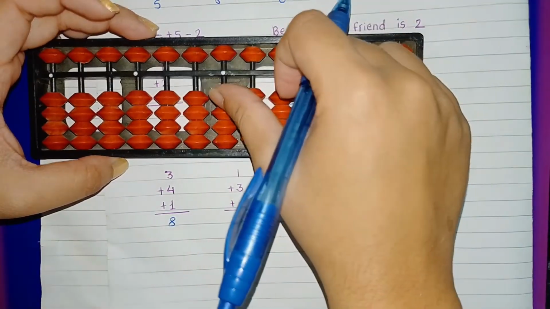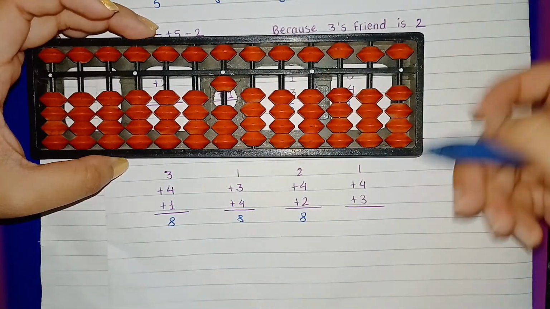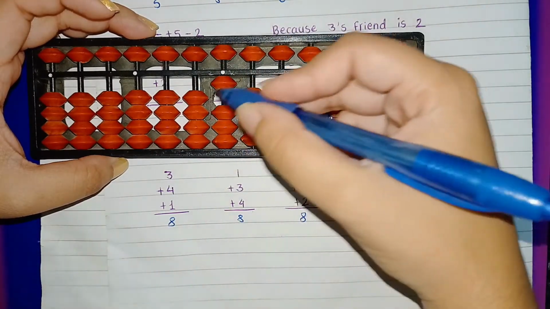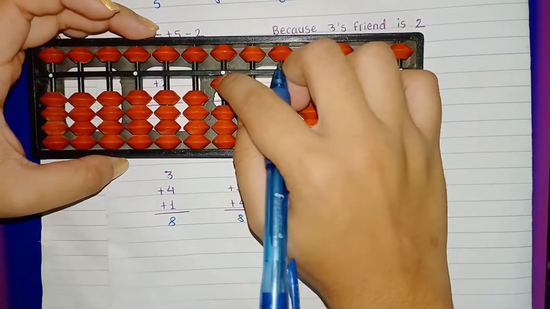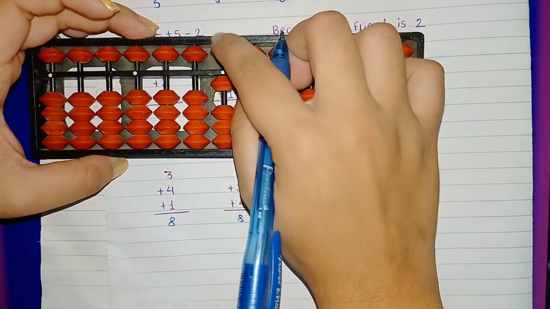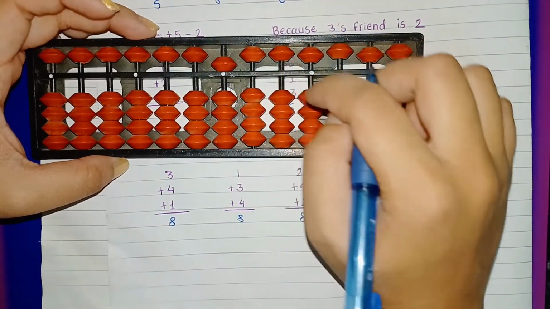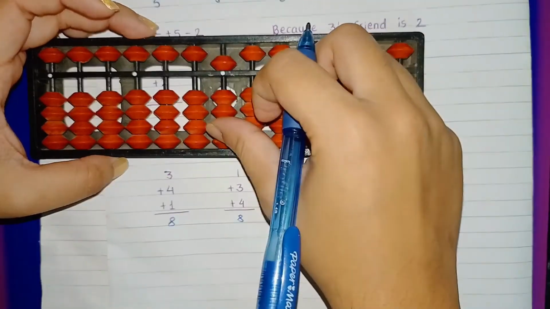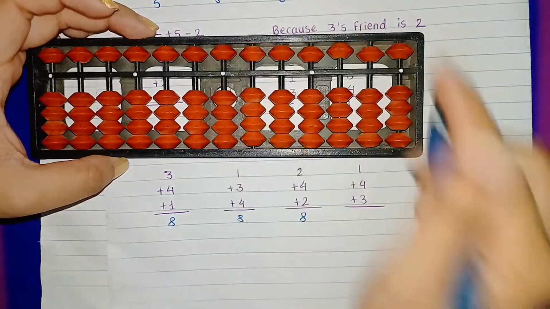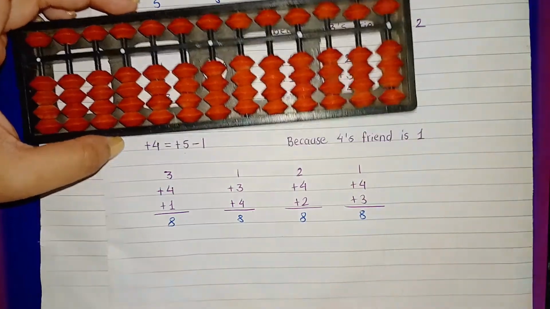Add 1. Okay. Then add 4. No, there is no space. So what is 4's friend? 1. So add the boss, subtract 4's friend and add 3. Here we go. Seems like all answers were 8, sorry.